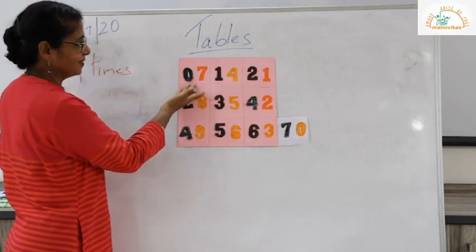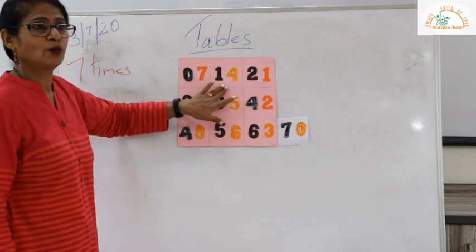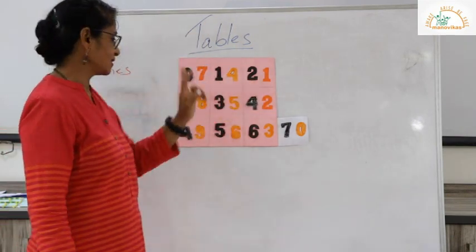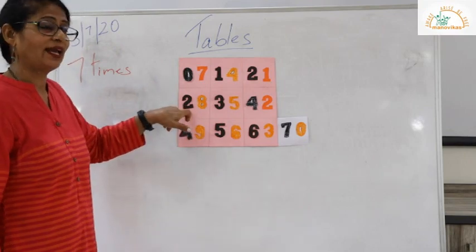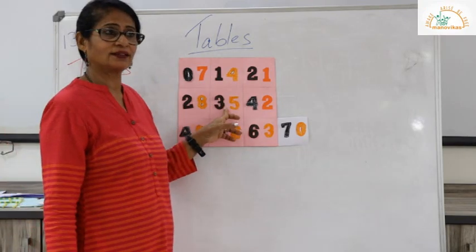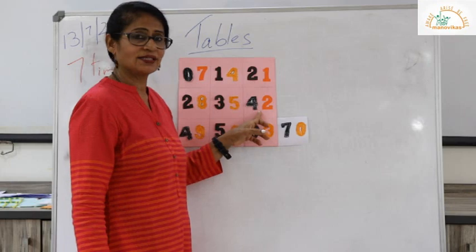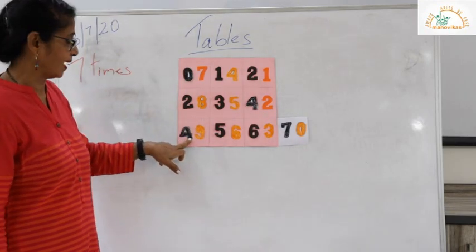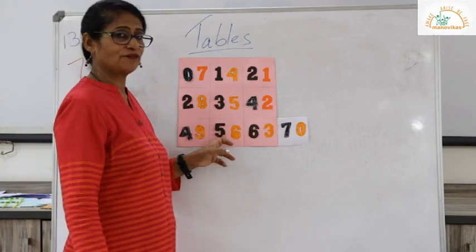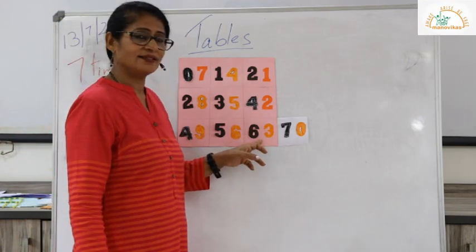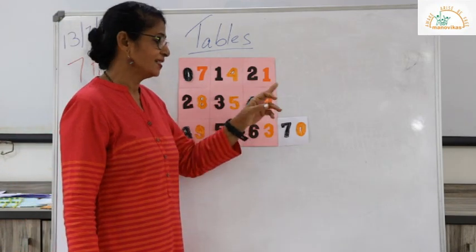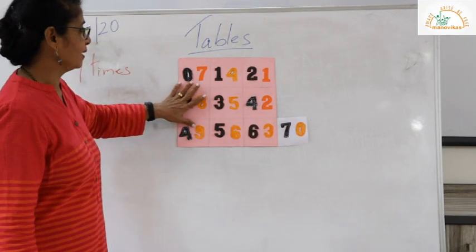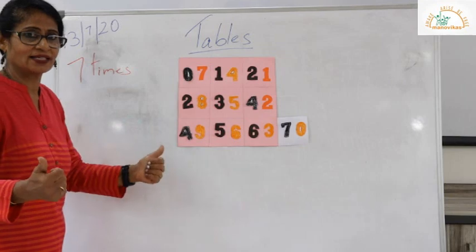7 ones are 7. And 7 2s are 14. 7 3s are 21. 7 4s are 28. 7 5s are 35. 7 6s are 42. 7 7s are 49. 7 8s are 56. 7 9s are 63. 7 10s are 70. Wow, we got the table of 7 right.